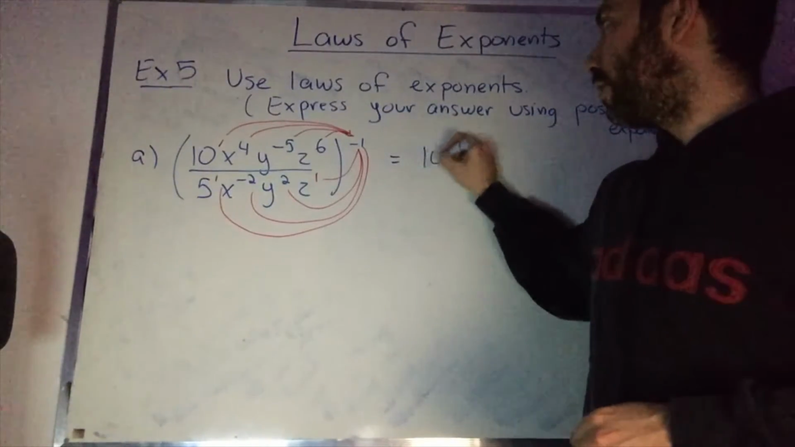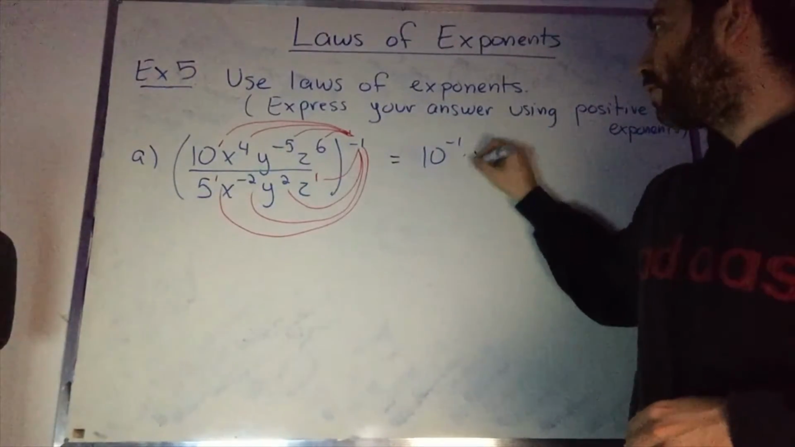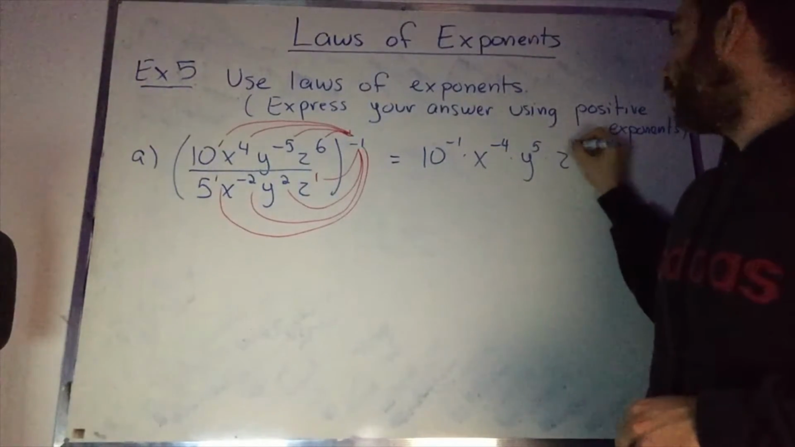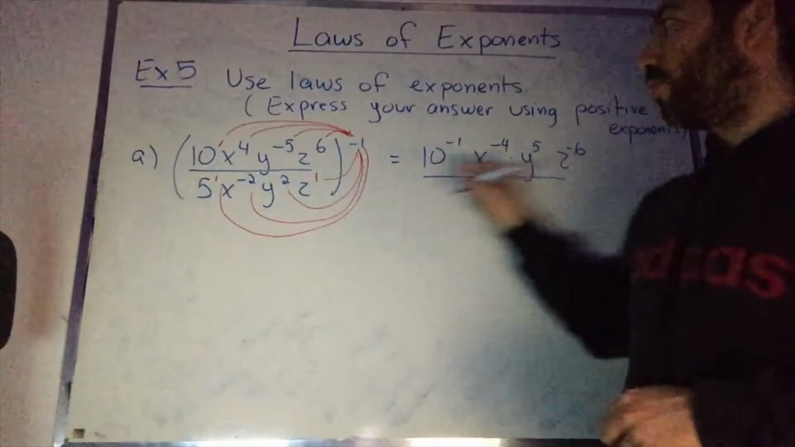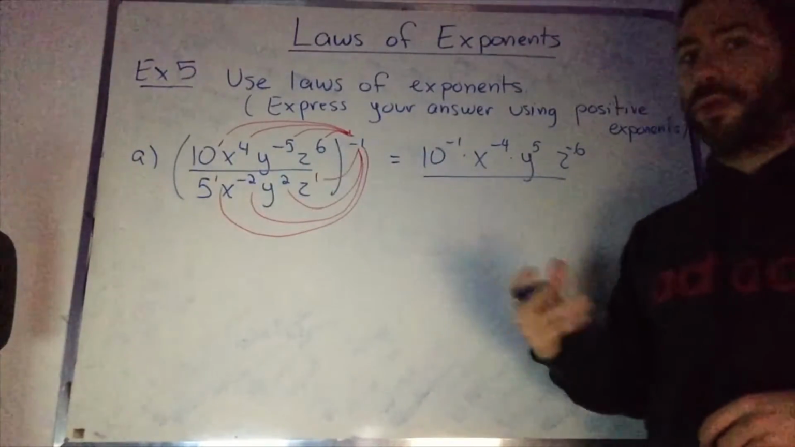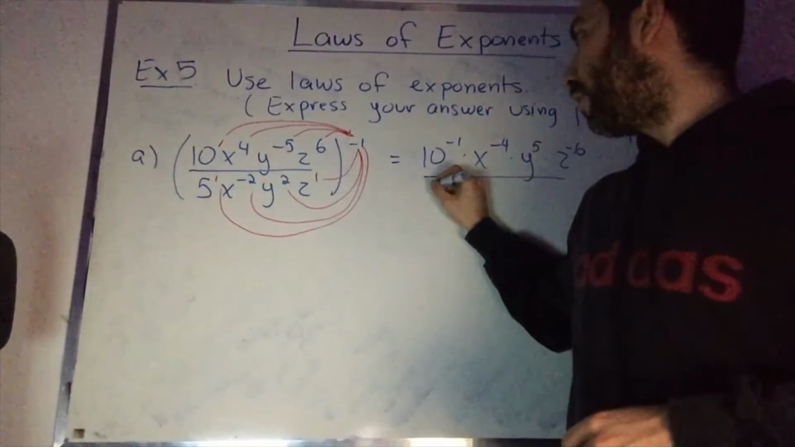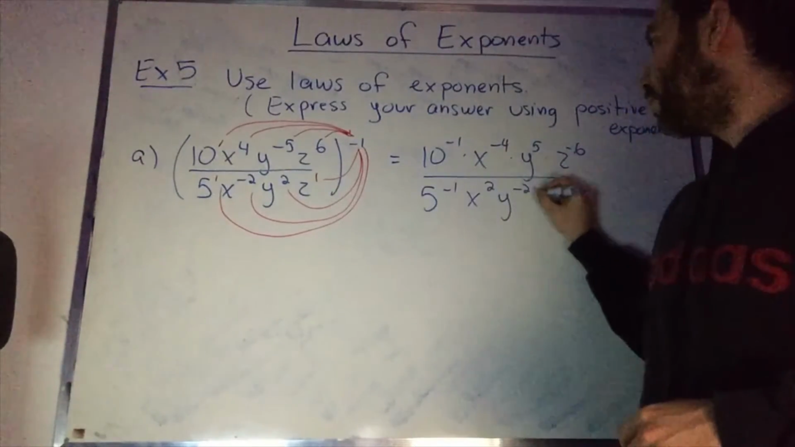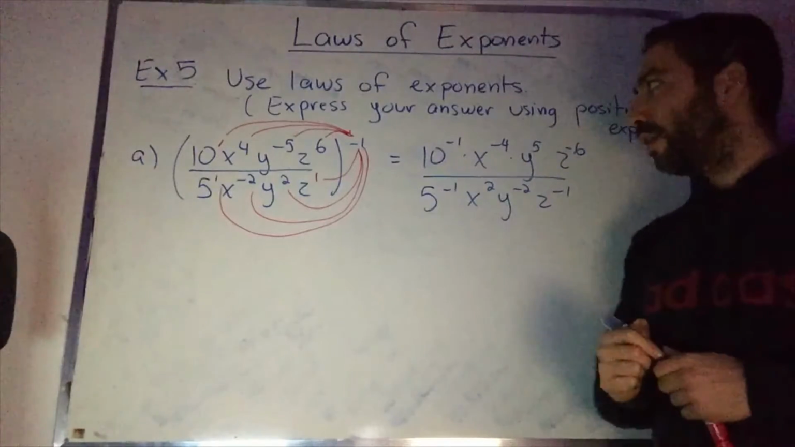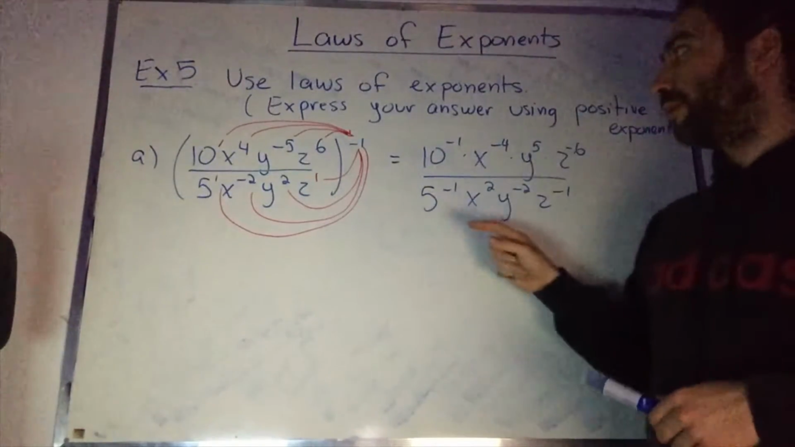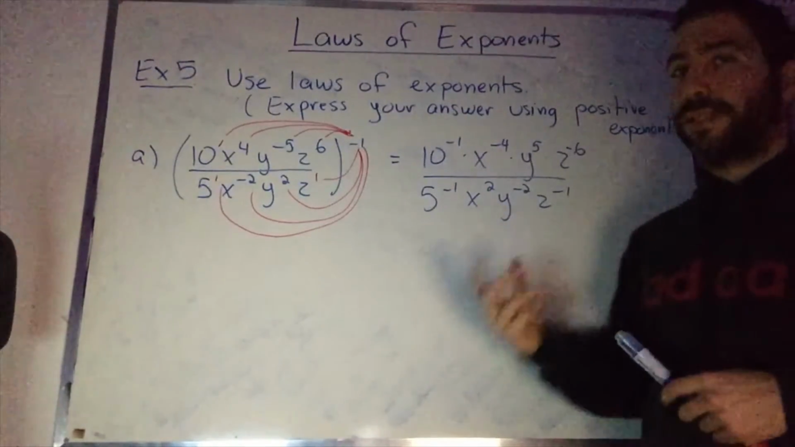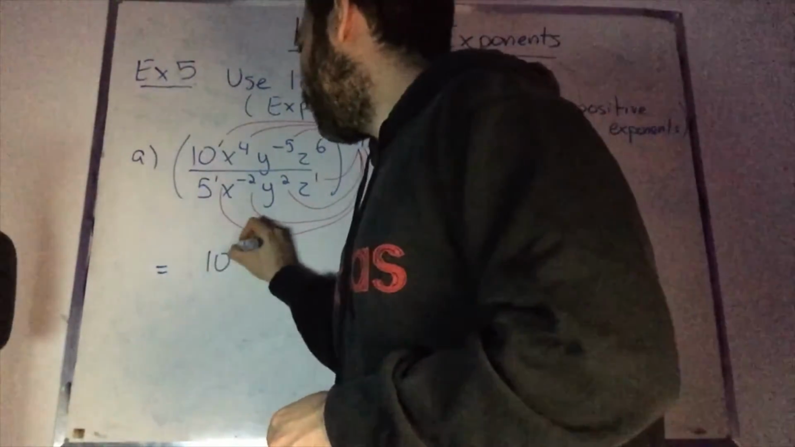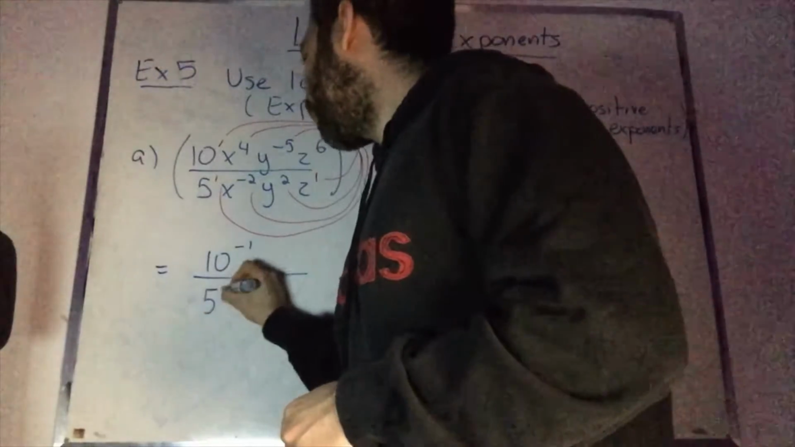So what we get is 10 to the negative 1 times x to the negative 4 times y to the 5 times z to the negative 6. So essentially the exponents just switch signs because you're multiplying by negative 1. And same thing on the bottom. So 5 to the negative 1, x to the 2, y to the negative 2, z to the negative 1. So the next thing that I like to do is group the variables that are the same. So I kind of ignore the numbers for now. We have 10 to the negative 1 on top and 5 to the negative 1 on the bottom.